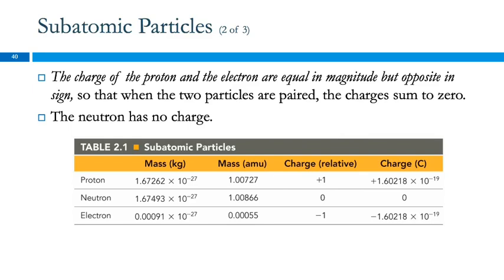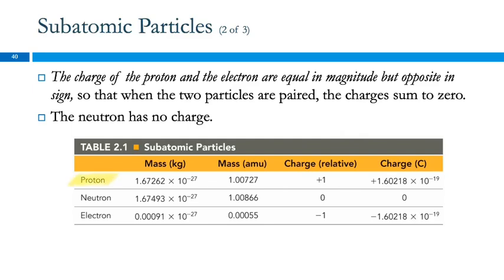The charges: the electron is the fundamental, the smallest piece of charge you can have. The charge of the proton and the electron are equal in magnitude, opposite in sign, so that when you have a proton and an electron, they get together, their charges add up to 0. And the neutron has no charge. So these are some things that we should know.